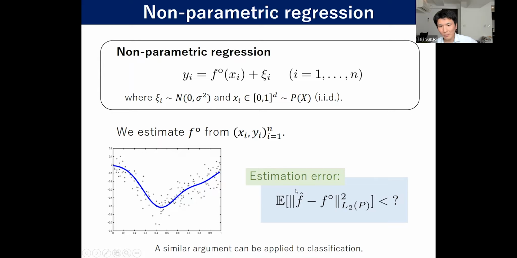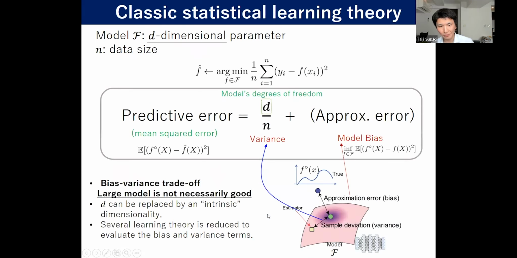Suppose that we have an estimator f hat. As a performance measure, we employ the mean squared error, which is the L2 distance between f hat and f_0, and we take the expectation with respect to the realization of n data points. If this mean squared error is small, then that estimator is good. Now we compare the estimation error between deep learning and the kernel methods. That is our purpose now.